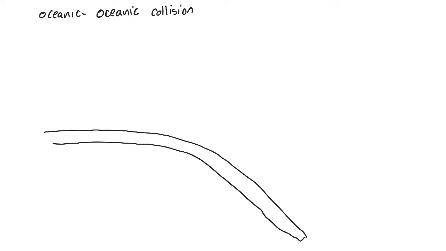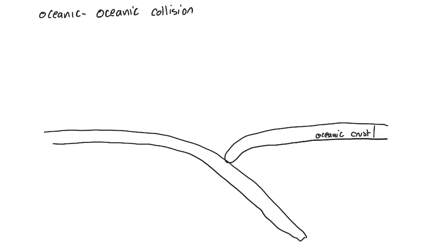My hands are a little unsteady here because I'm trying to avoid hitting the controls on the bottom of my screen. So here we have two pieces of oceanic crust. And note that in this case, they're both relatively thin. So this is going to be oceanic crust. And actually, again, the whole lithosphere. This is going to be oceanic crust and lithosphere as well.